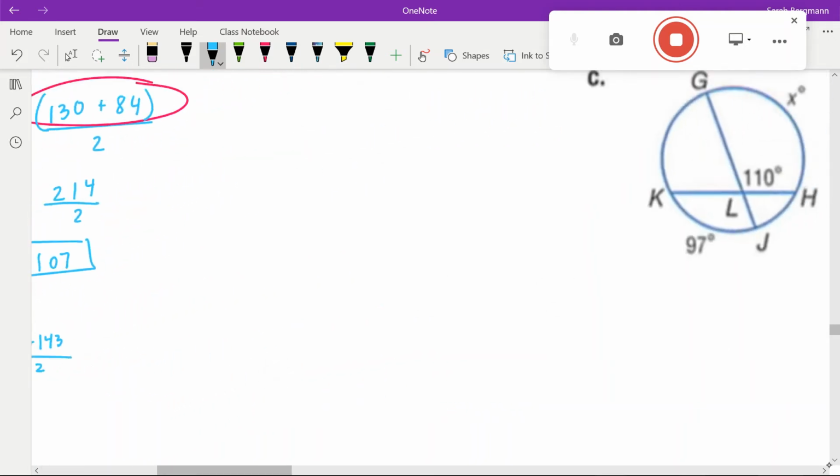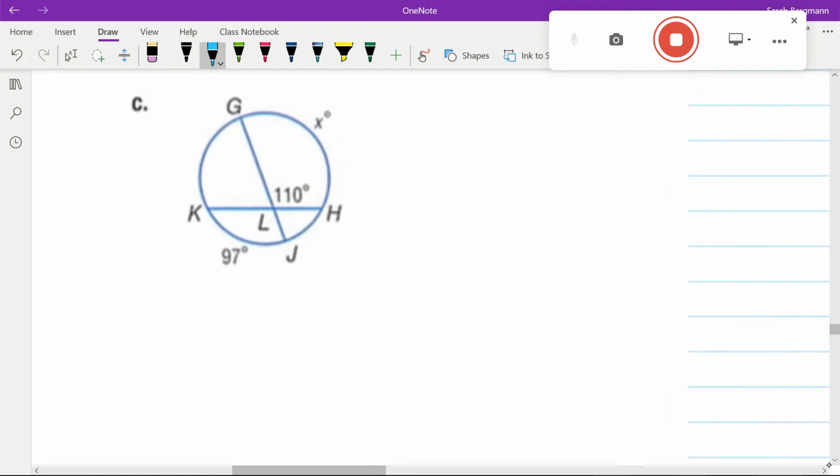Let's try one more, part C over here. This time, x is actually on the arc measure. So here's what we need to do. We know that this angle measure, 110, would be equal to its arc measure plus the arc measure of its vertical angle, divided by 2. Now we need to solve this equation for x. What we're first going to do is multiply by 2 on both sides.